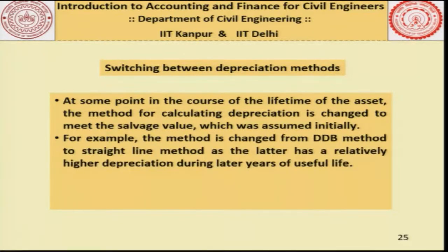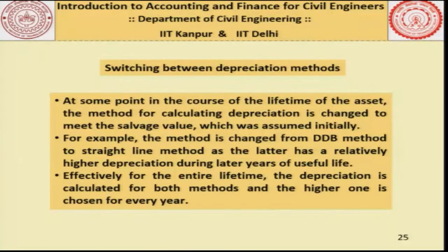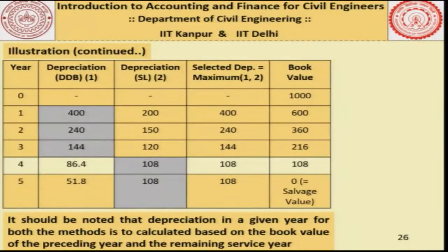For example, the method is changed from the DDB to the straight line method, as the latter has a relatively higher depreciation during the later years of useful life. Effectively, for the entire lifetime, the depreciation is calculated for both methods and the higher one is chosen for a given year. As an illustration, if we do the same example, that is, start with 1000 and we want to go to 0 at the end of 5 years, we calculate the depreciation using DDB as the first method, and we calculate the depreciation using the straight line method.